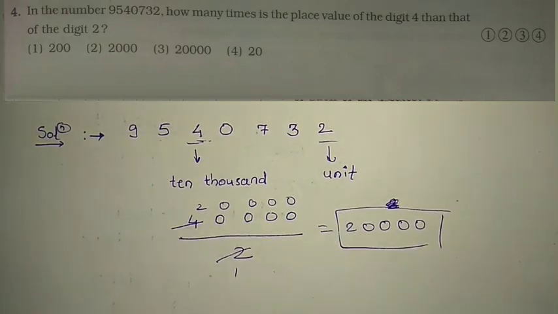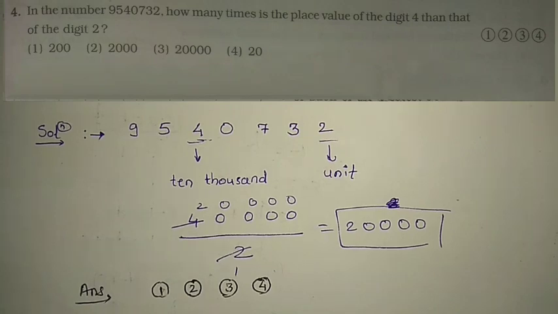The question is, how many times is the place value of digit 4 than that of 2? So it is 20,000 times. This is our answer. If this option is there in the question, the third option is 20,000. So which circle do we have to fill? Yes, only circle number 3, because the third option is the correct answer.